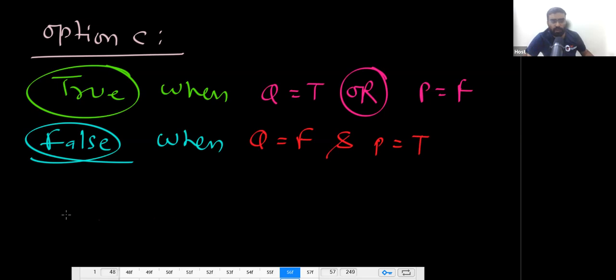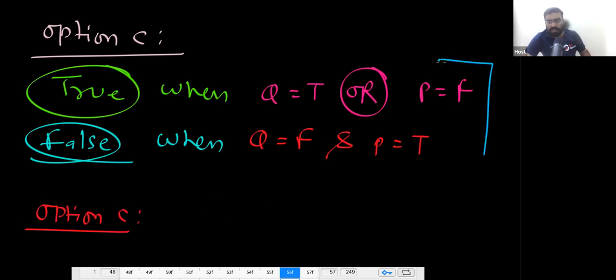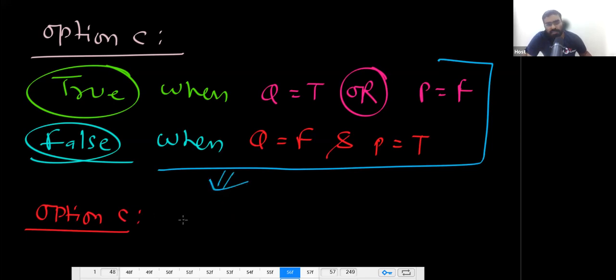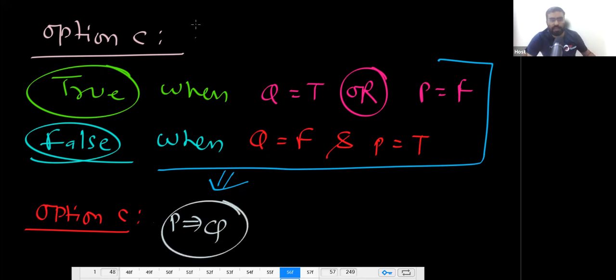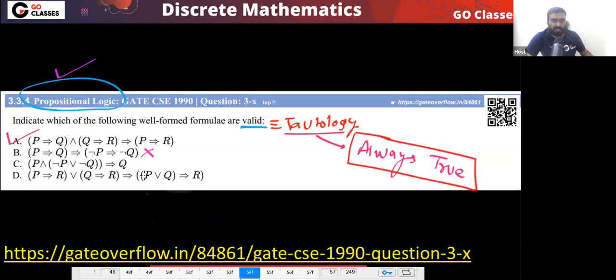Ultimately, what is your option C? Can anyone tell me? Option C is false when Q is false and P is true. So option C is basically P implies Q. Very good. So this is your analysis of option C. This is also invalid.